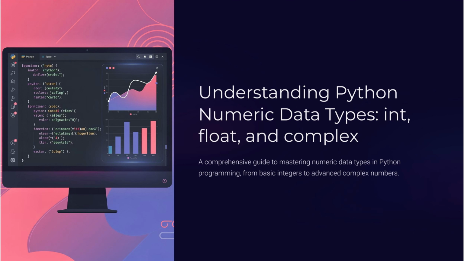Python's numeric data types include integers, floats, and complex numbers. Integers are whole numbers, floats represent decimal numbers, and complex numbers consist of a real and an imaginary part. Mastering these types is crucial for performing mathematical operations and handling data efficiently in Python.